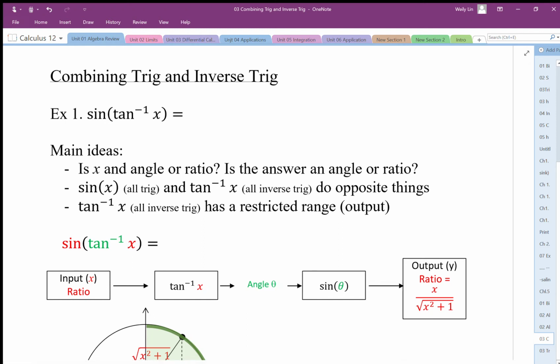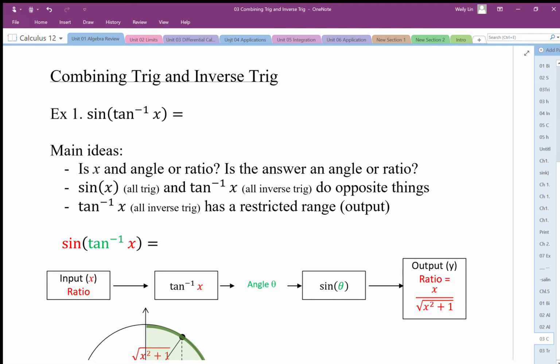So here we have a problem. Sine of the inverse tan of x. Really, what are they asking for? Okay, and what are these different pieces? What, in fact, is x? Is x an angle or a ratio? And is my answer going to be an angle or a ratio? That's a really key idea here. When we look at this expression, do we really know what the x is? Okay, so that's really the first thing we should be asking.